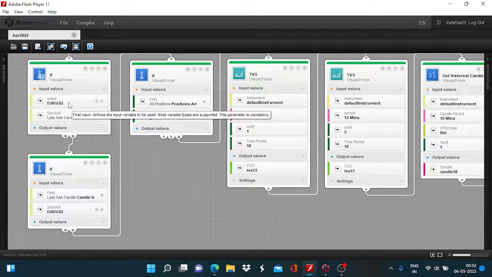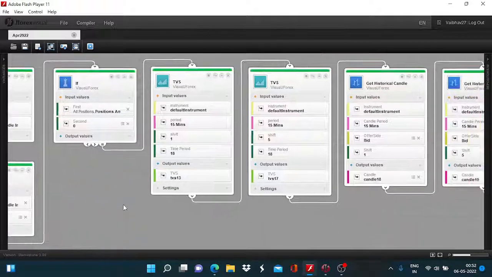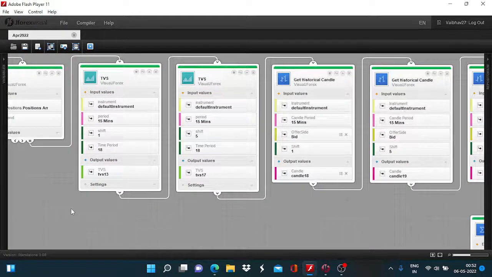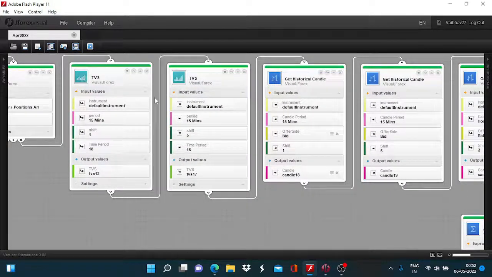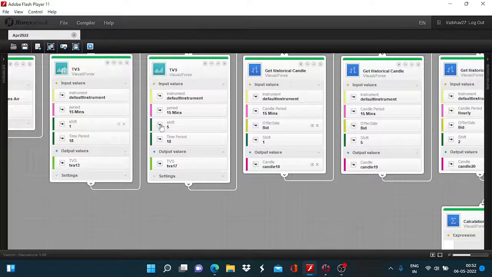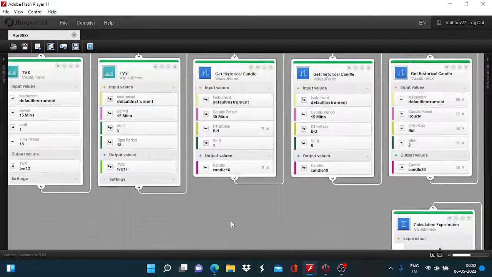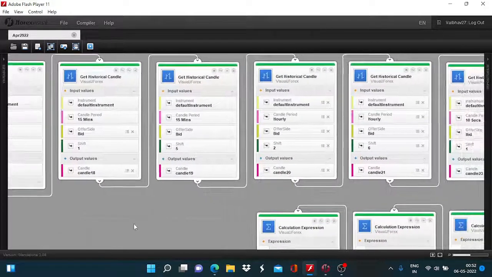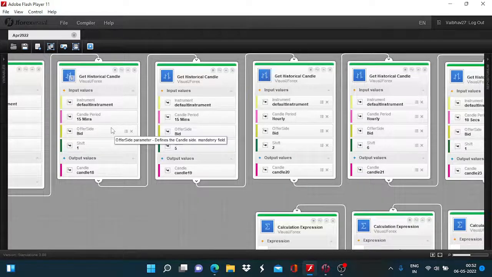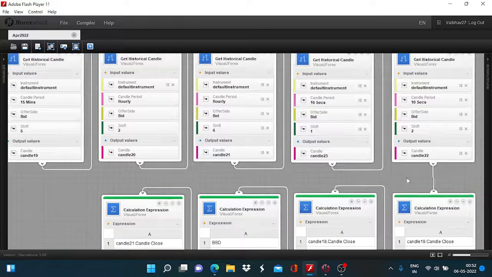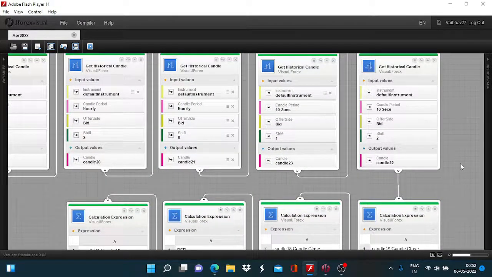The development so far includes this instrument subscription, where the EUR/USD is being used as the instrument of choice. Afterwards, the position amount was defined at zero. I have added these two if blocks, TVS blocks, the time segmented volume indicator block, with the candle period being 15 minutes and the shift values, the look back period, being different, 1 and 5 respectively. To look at the price volatility, we are also taking the help of get historical candles of 15 minutes along with the hourly. And then to pinpoint the exact entry point, these 10-second candles will be used.